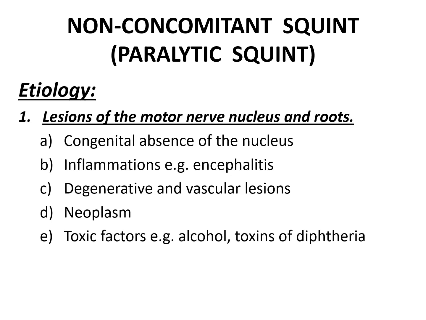So etiology may be lesions of the motor nerve nucleus and its roots. There may be congenital absence of the nucleus. Inflammations, for example encephalitis, degenerative and vascular lesions can affect the nucleus. Neoplasm or toxic factors like alcohol and toxins like diphtheritic toxin can affect the nucleus.